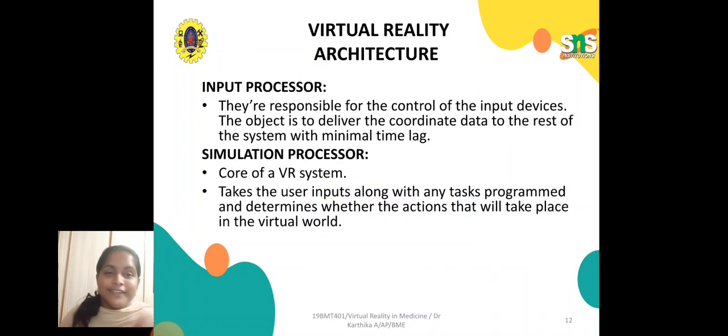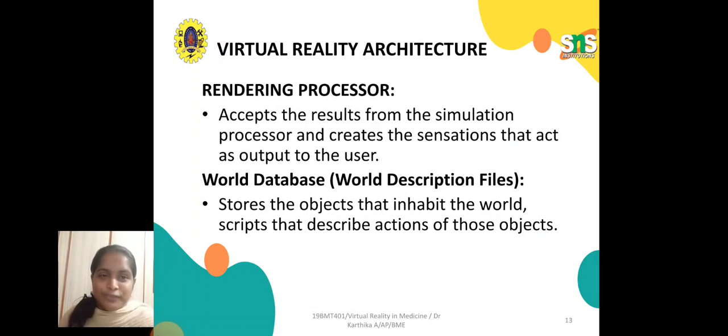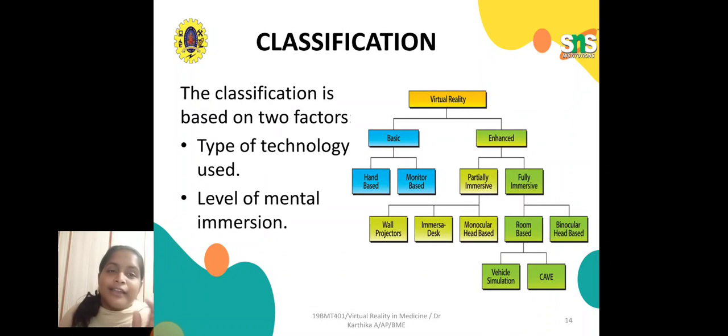Okay, in virtual reality architecture, the main components are the input processor, simulation processor, rendering processor, and the whole database, whole description files. Okay, and this classification is based on two things: type of technology used, and level of mental immersion. See this one. In virtual reality, we have two basic types: first one is basic and enhanced.